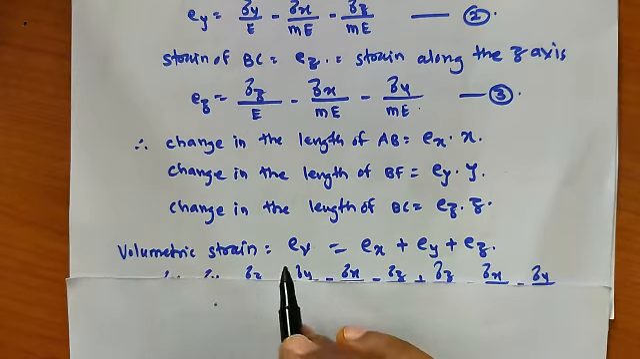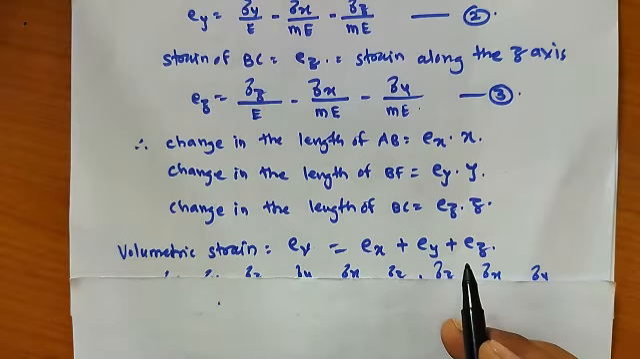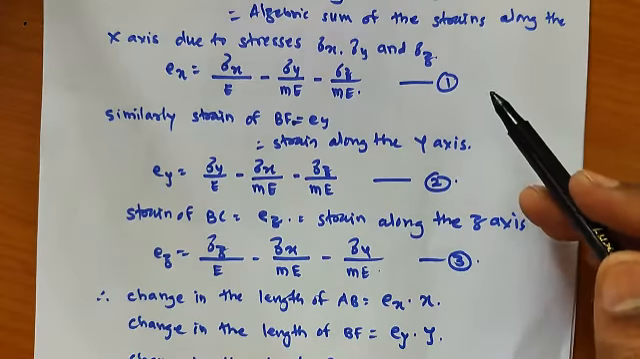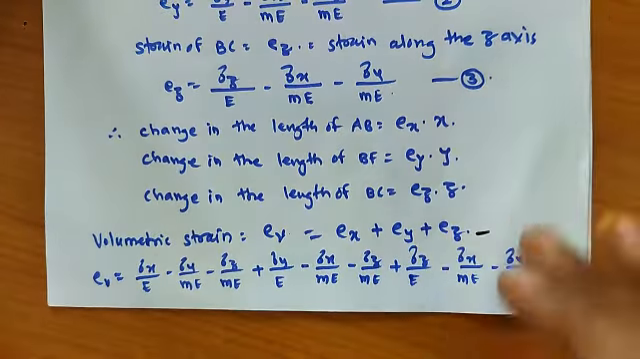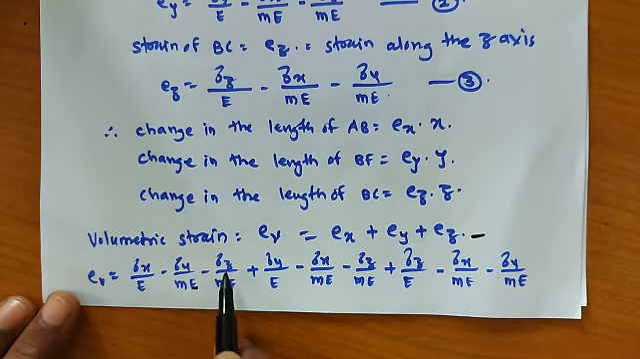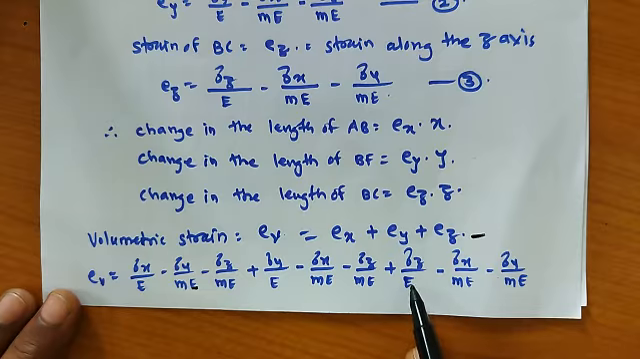So we have volumetric strain. Generally, it is the algebraic sum of the three directional strains, that is e of x plus e of y plus e of z. By using this equation, we will substitute the values of e of x from equation 1, e of y from 2, and e of z from 3. So for that, we have e v equal to sigma x by E minus sigma y by mE minus sigma z by mE, plus sigma y by E minus sigma x by mE minus sigma z by mE, plus sigma z by E minus sigma x by mE minus sigma y by mE.